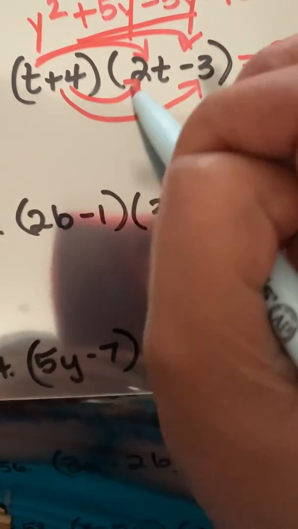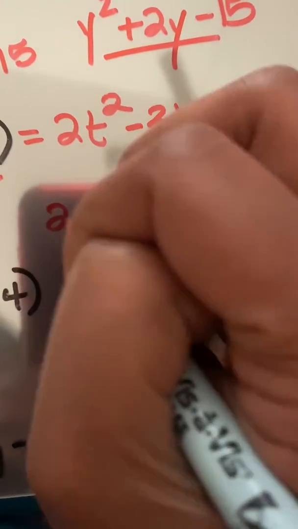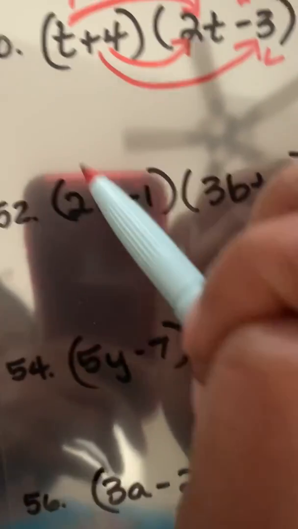Then you're taking your smiley face inside. 4 times 2t is 8t. And then last, this is last. 4 times -3 is -12. You're going to combine your like terms in the middle. You're going to leave 2t squared, -3 plus 8 in your calculator. It's going to give you +5. Bring down the t minus 12. And that's your answer. So when you think of FOIL, you think of smiley faces or a rainbow.